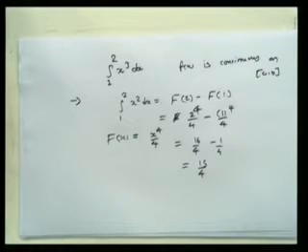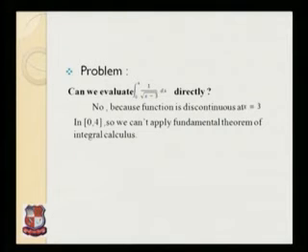Next, given a problem: can we evaluate the integration from 0 to 4 of 1 upon the square root of x minus 3 dx directly? The answer is no, because here the function f of x is 1 upon root x minus 3. If you put x equal to 3 in this function, the denominator is 0, hence the function becomes infinity at the point x equal to 3. That means the function is not continuous on the closed interval 0 to 4. So we can't apply the fundamental theorem of integral calculus, and we cannot evaluate it directly.